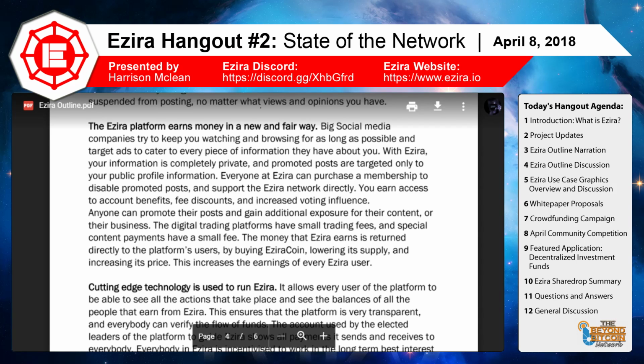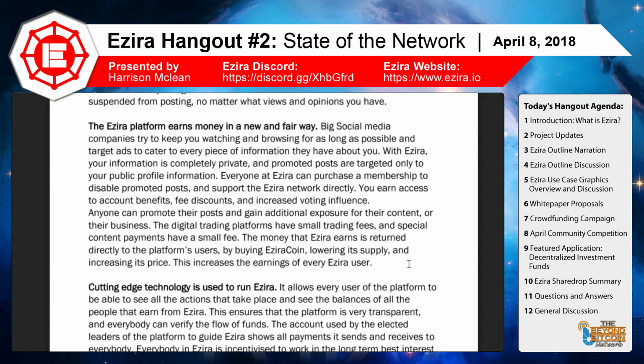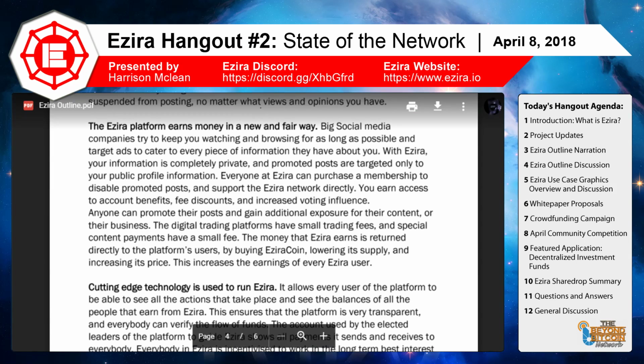You earn access to account benefits, fee discounts, and increased voting influence. Anyone can promote their posts and gain additional exposure for their content or their business. The digital trading platforms have small trading fees, and special content payments also have a small fee. The money that Ezira earns is returned directly to the platform's users by buying Ezira coin, lowering its supply, and increasing its price. This increases the earnings of every Ezira user.